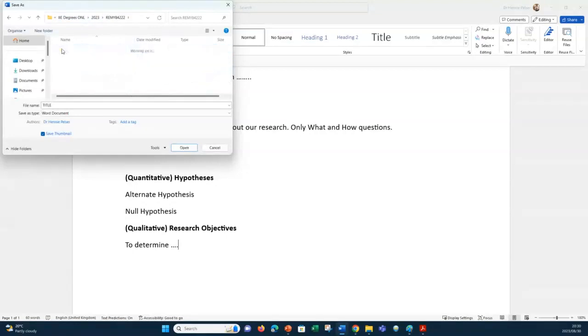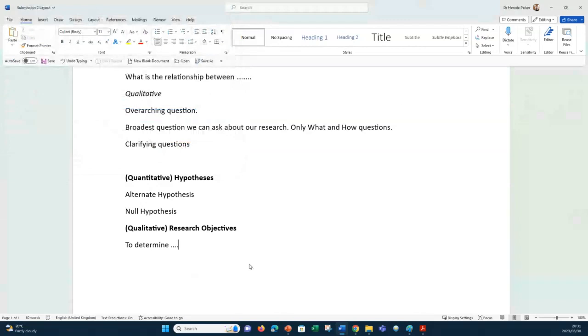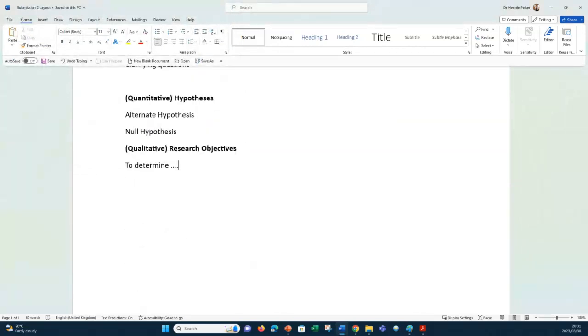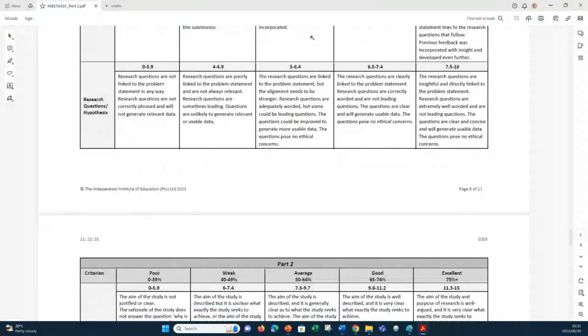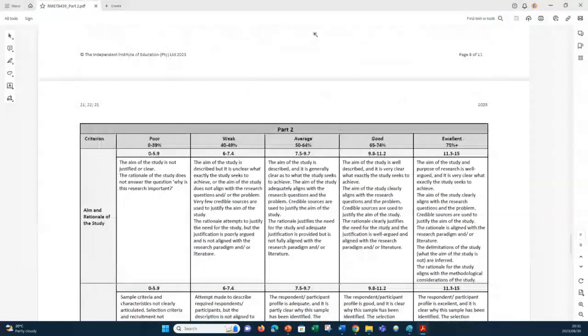Does the research objective fall into the introduction? Is that a subheading? Yeah, the way I've laid it out, these are all part of your introduction. Okay, I'm just going to call it layout submission 2. So far so good. Let's look at the next one: aim and rationale of the study.